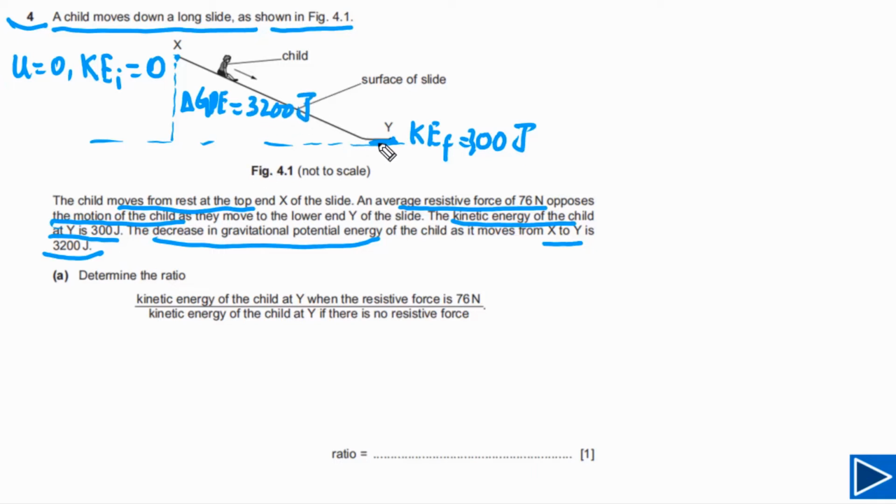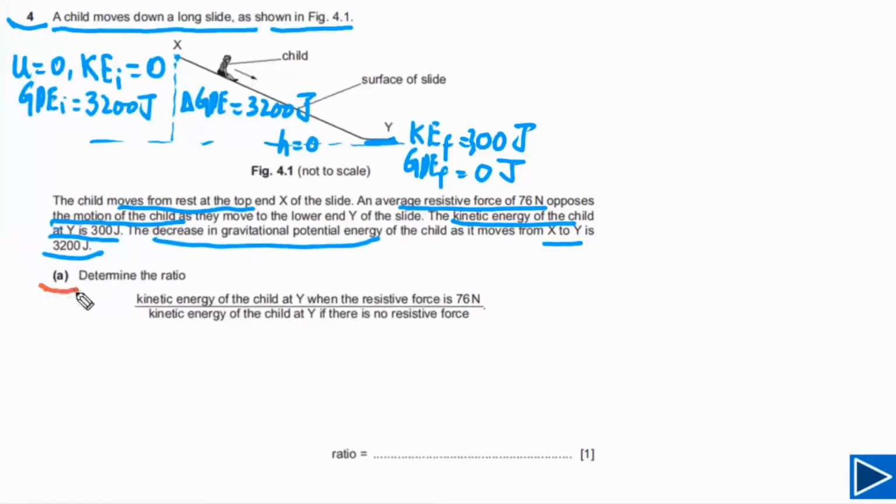Now if we take Y as our reference line and we assume at this point h is equal to 0, so we can say final GPE is also equal to 0. So we can say initial value of GPE, means at point X, is equal to 3200 joules.